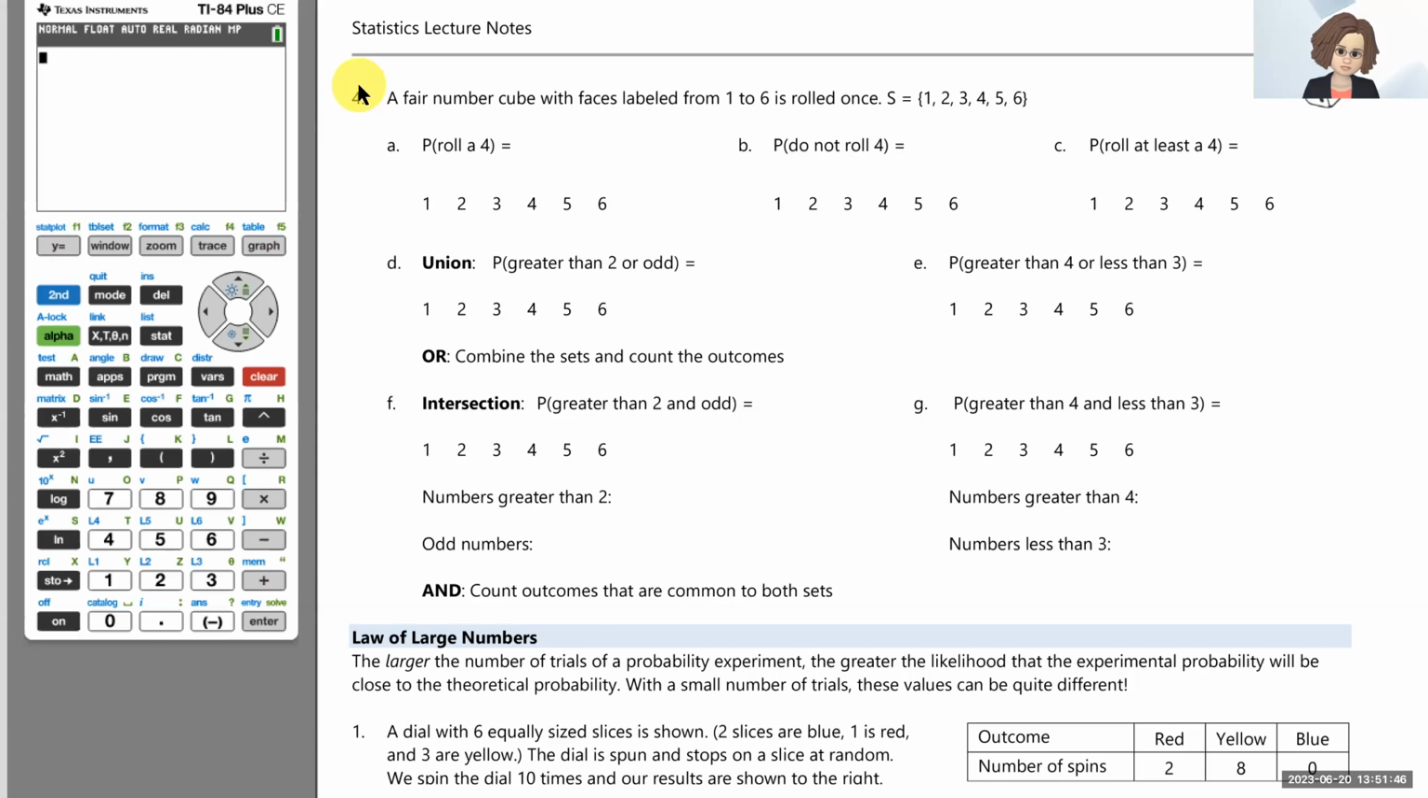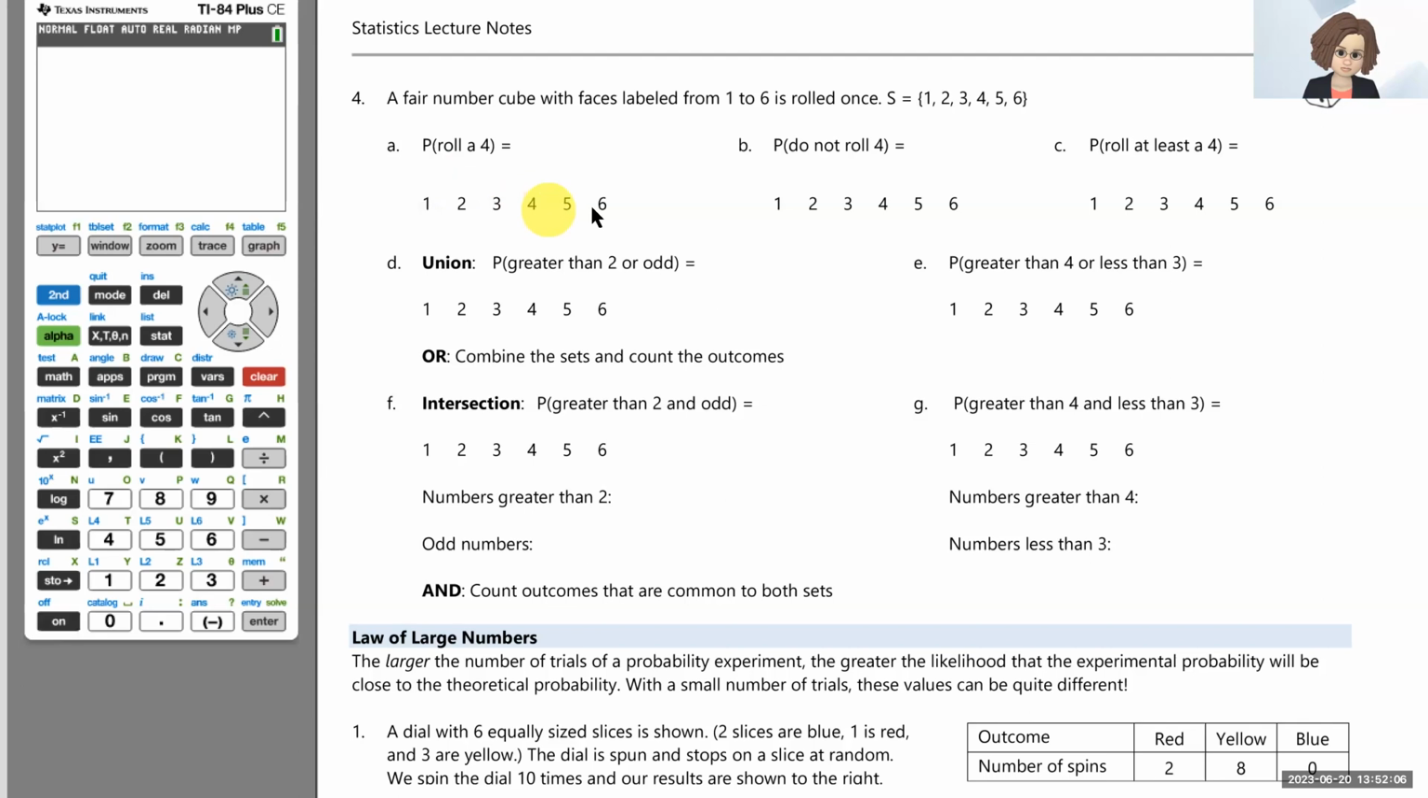So it says a fair number cube with faces labeled 1 to 6 is rolled. So just another name here for rolling a die. And we'll take a look at a regular 6-sided die. So our sample space, we could land on, have it roll a 1, 2, 3, 4, 5, or 6. And we'll take a look at the probability of rolling a 4.